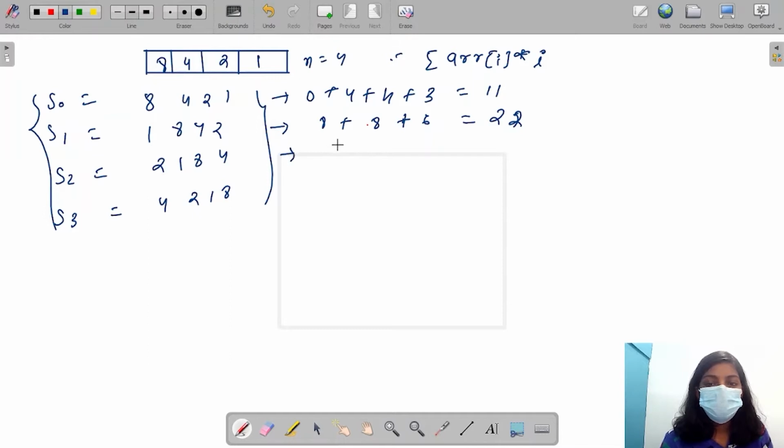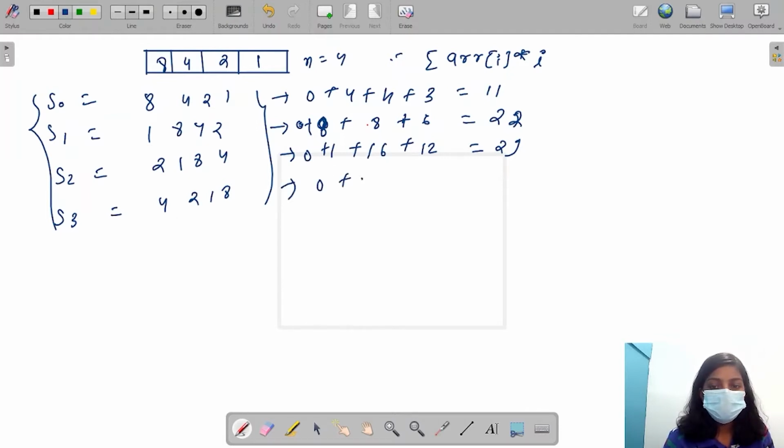Here it will be equal to 1 plus, it was 8 here, okay, it was 0 here, okay, 0 plus 1 plus 8 into 2, that is 16, plus 4 into 3 is equal to 12. So it will be equal to 29. Now again, if I do so, it will be equal to 0 plus 2 plus 2 plus 8 into 3, that is equal to 24. So it will be equal to 28. Okay, right? So here my max sum is equal to 29.